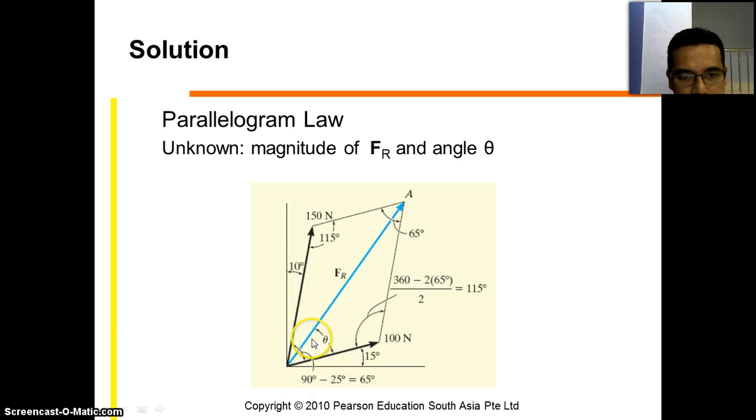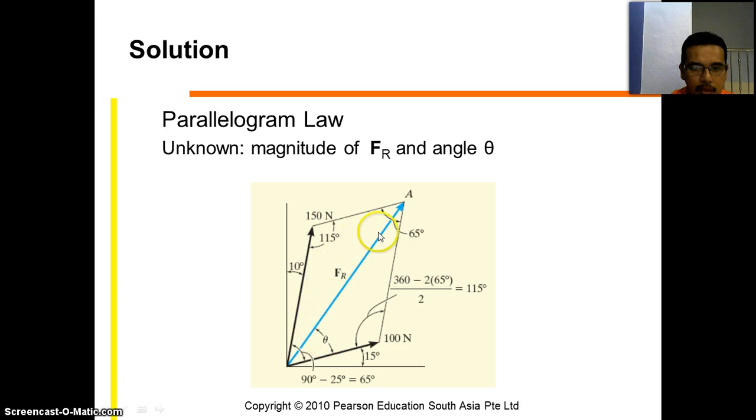So 90 minus 25. Why is it 25? Because 15 plus 10 is 25. So this one is perpendicular, so we have 90 degrees here. So the total from y to x is 90 degrees. So 90 minus 10 minus 15 is 65. So the angle between F2 and F1 is 65 here. So when you have the 65, the opposite angle is the same, 65.